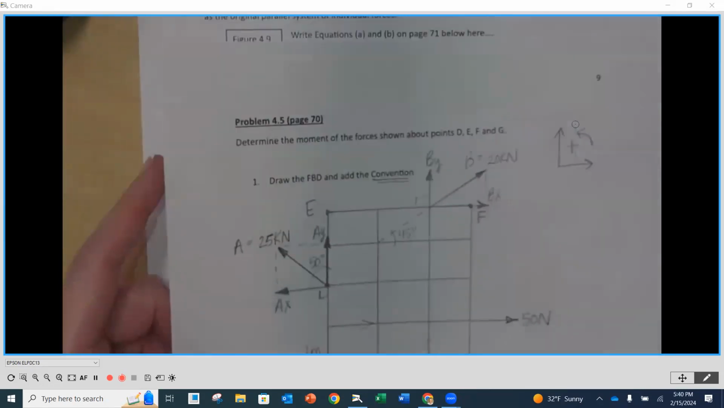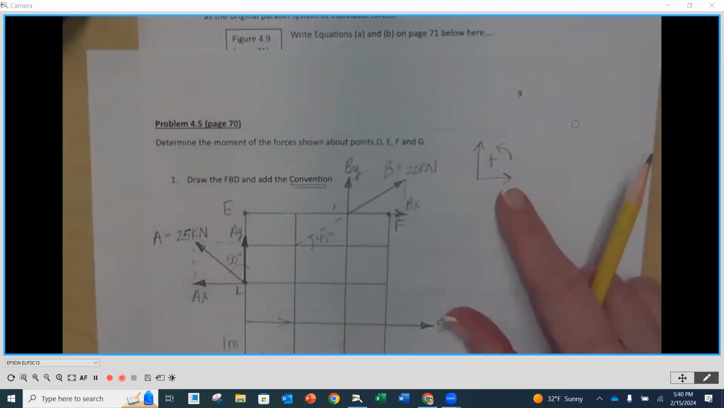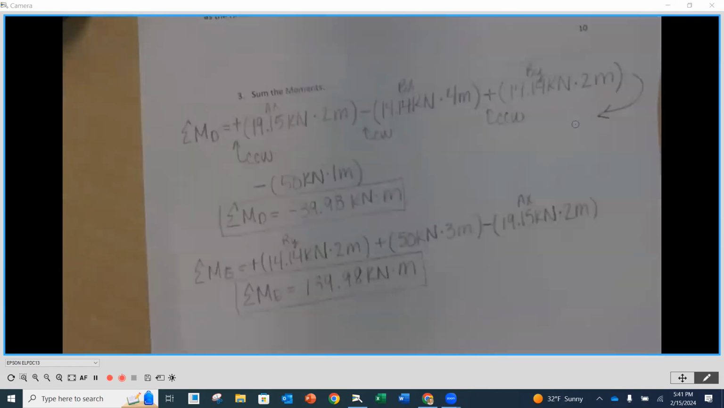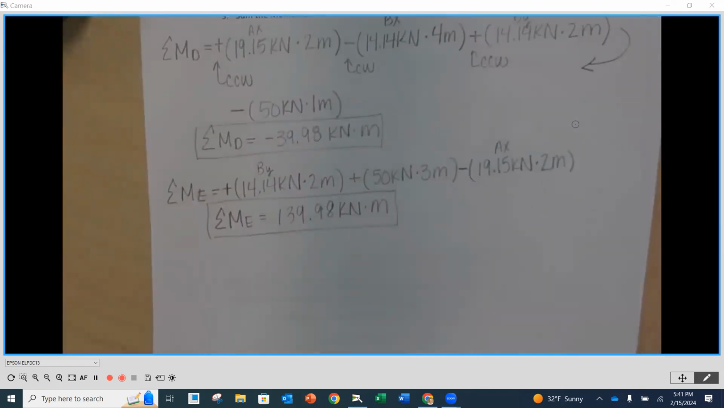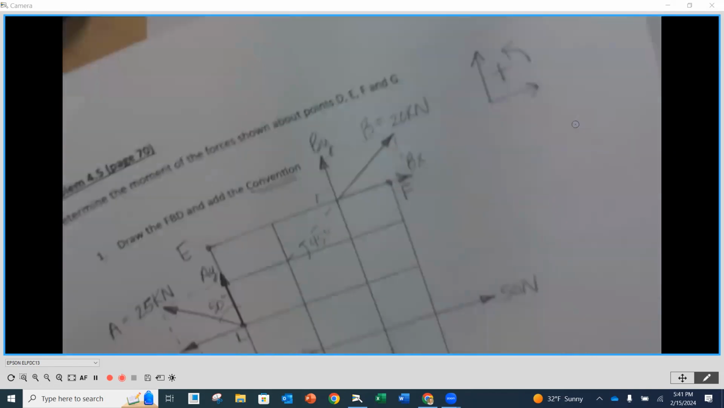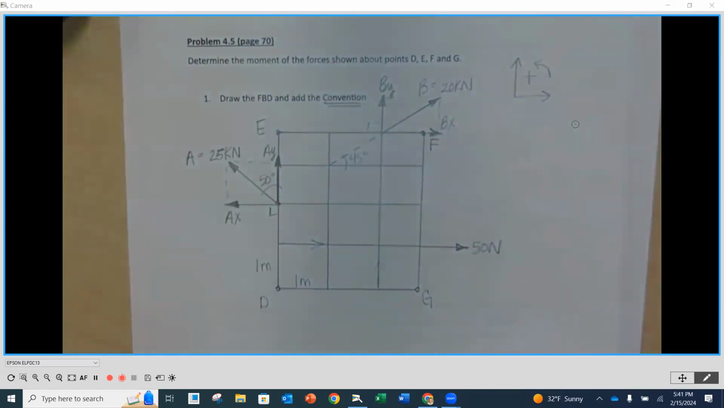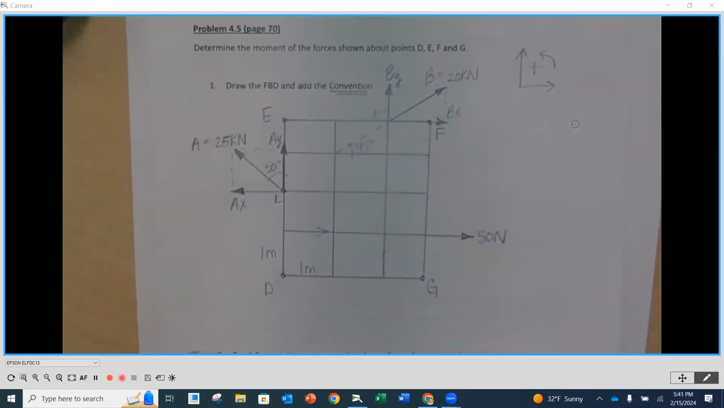Yeah, so if we go back over here, it's determined by one of them is going in a positive rotation. One of them is going in a negative rotation. So that means that our moment around D, the tendency of those forces is to create a clockwise rotation, and the tendency around E is going to be a counterclockwise rotation. Okay. All right. So we've got 2 more points to do. We have F and G. Go ahead and sum the moments around F and G, and we'll compare.